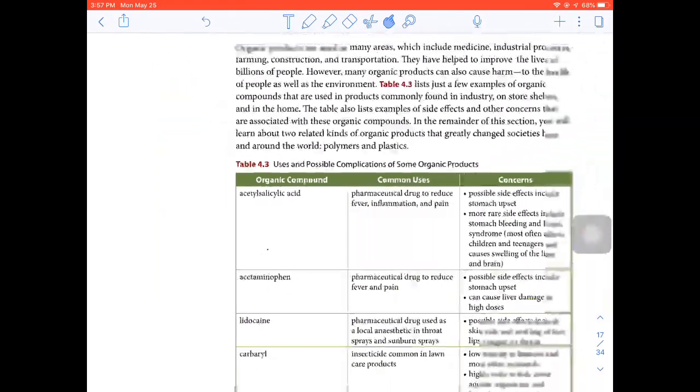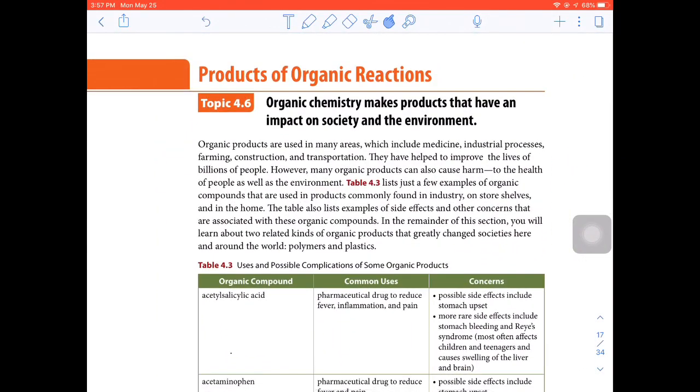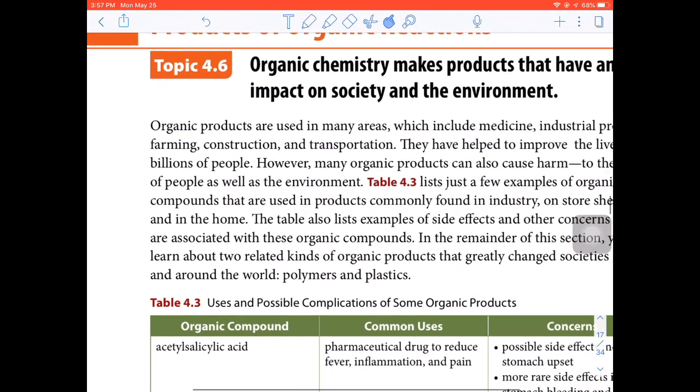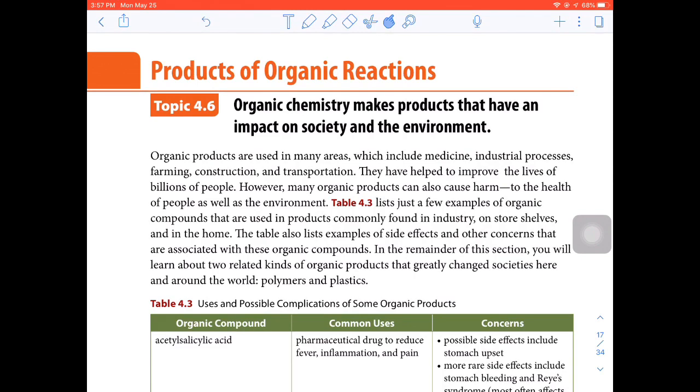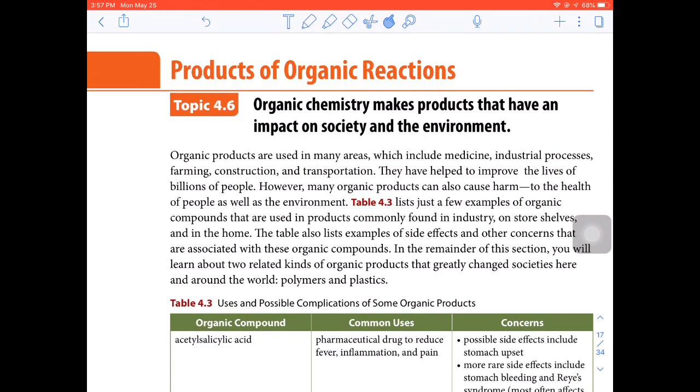Okay, so as we move into 4.6, 4.6 looks at organic compounds, and it just kind of reminds us that organic compounds are all through our society. They're in our medical system, in terms of pharmaceuticals, in terms of materials that we use, in terms of syringes, plastics, catheters that we use, disposable gloves that we use, over and over and over.